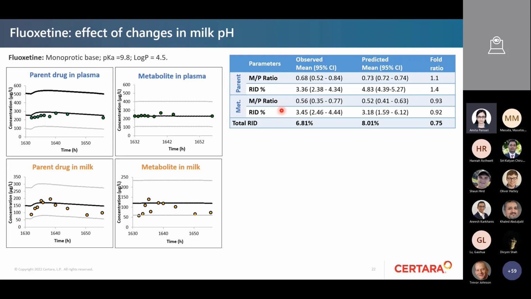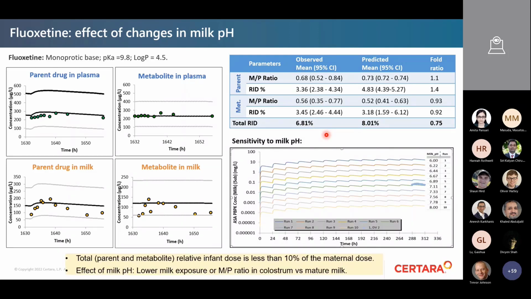As you can see, the parent and the metabolite combined follow the default model, and we might have to see how the different parent and metabolite models predict the dose for the different combined models. Utilizing the different set of compounds, the total relative infant dose was predicted closely to what was observed clinically. Looking into the different change in the fat composition or change in the milk pH, we took this example and also looked into the overall sensitivity of the milk to plasma ratio predictions as well.